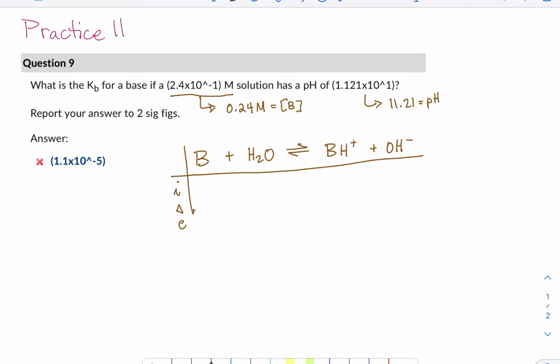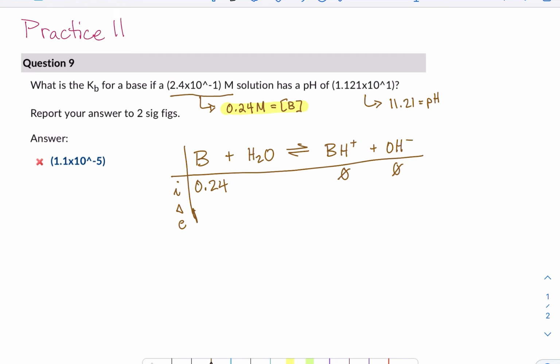So let me look at the values given in the problem so that I can fill out this ice table. That one's pretty obvious. That is the initial base molarity. I don't have to keep track of water, and since I am not given initial concentrations of these products, we assume that they're 0, just like we did back in Module 4.